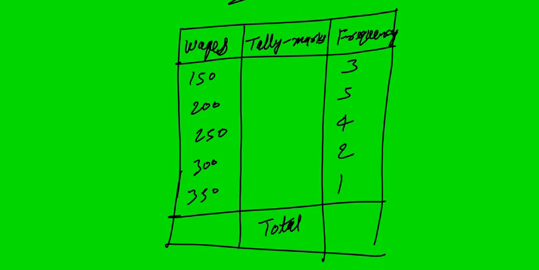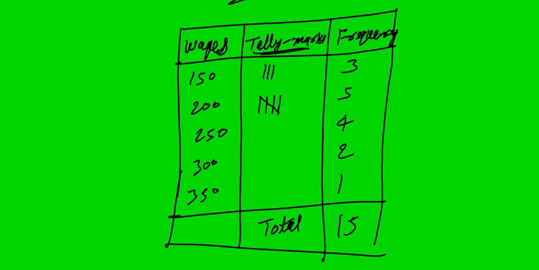So total, we can also check whether it is 15 or not. So 3 plus 5, 8, 8 plus 4, 12, 12 plus 2, 14 plus 1, 15. So total, basically students commit mistakes when they are preparing tally marks. So now see, we are having 3, so we will draw 3 lines. For 5, you all know 1, 2, 3, 4, and you have to cut diagonally, it will be 5.